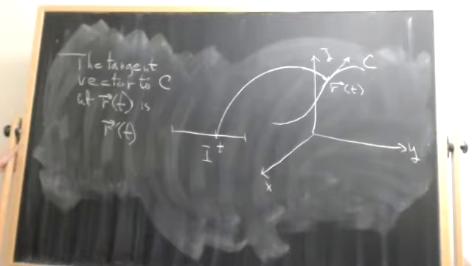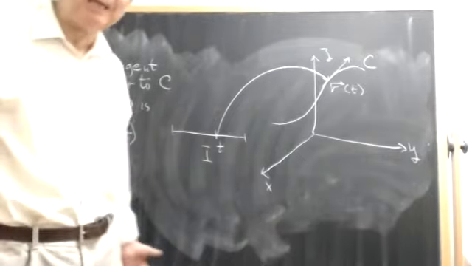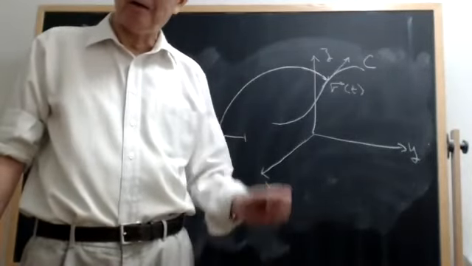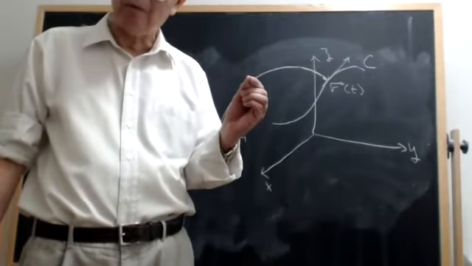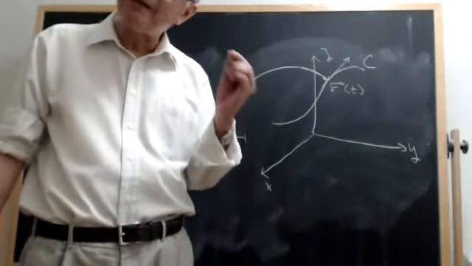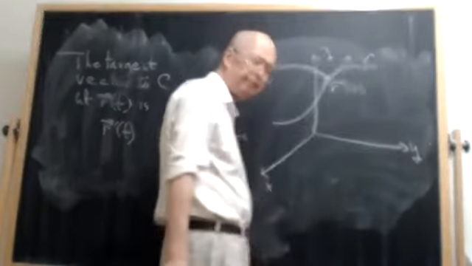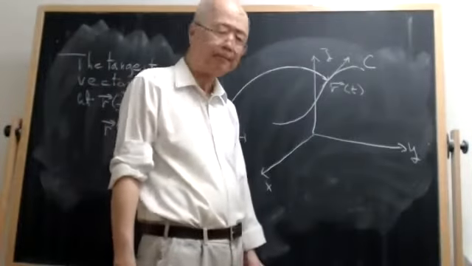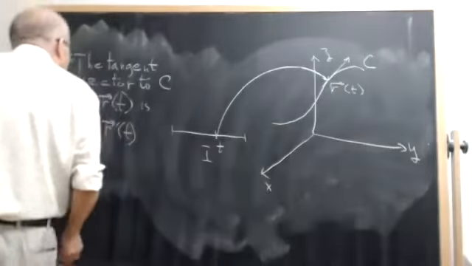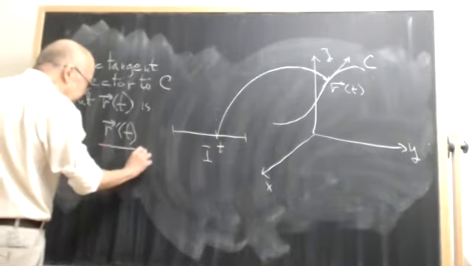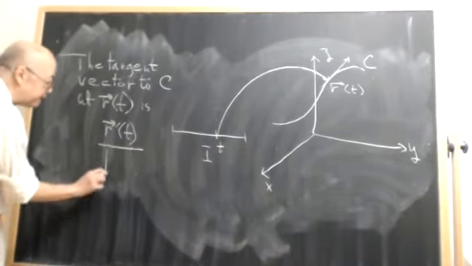Now, it has a length, it has a direction. But we are not so much interested in the length. We are more interested in the direction of the tangent vector. Why? Because we want to know how the curve bends at this point. Okay? So if you don't want to care about the length, then I am going to divide it by this length.